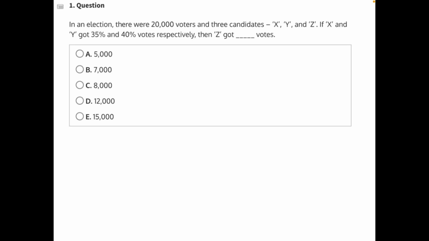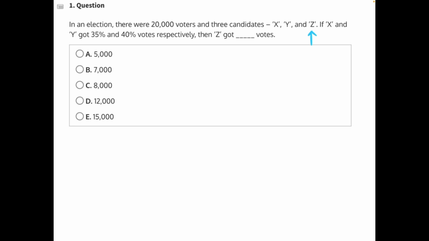In an election, there were 20,000 voters and 3 candidates, X, Y, and Z. If X and Y got 35% and 40% of the votes respectively, then Z got how many votes? To solve this question, let's figure out the percentage of voters that voted for candidate Z.